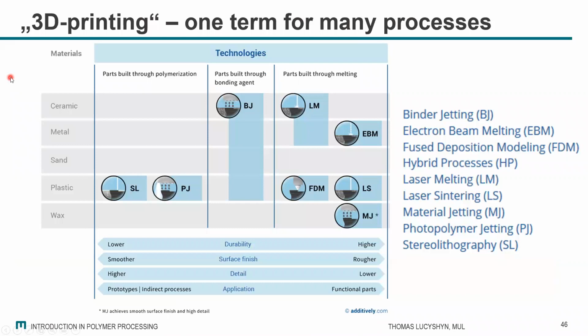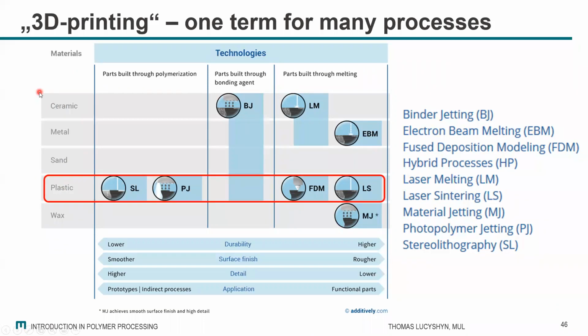3D printing is not just 3D printing; there are a lot of technologies in this term. I would like to give you a brief overview. You can first distinguish between different materials: ceramic, metal, sand, plastic, wax, and also different technologies. I would like to focus today on plastic, of course, because that's what we were talking about in the whole project. And there we have 4 major processing methods with 2 principles.